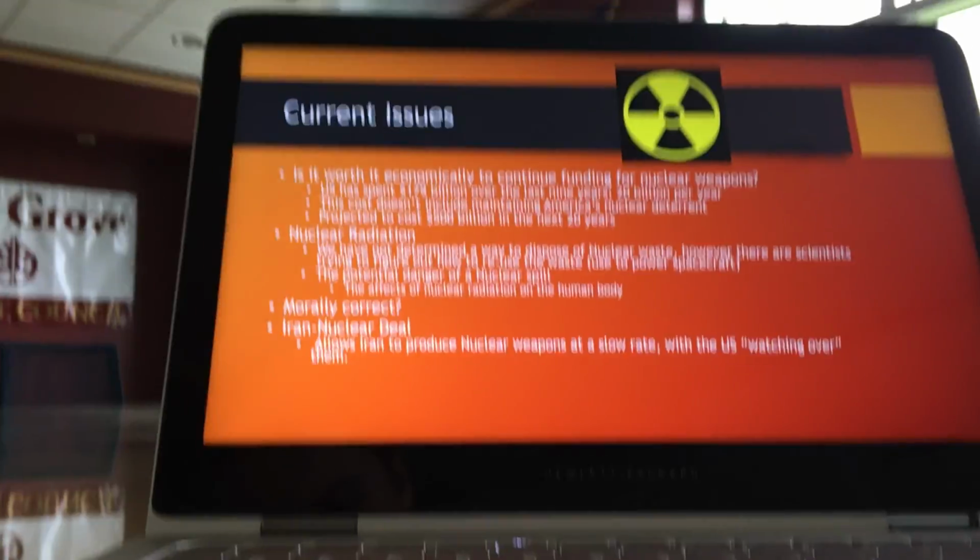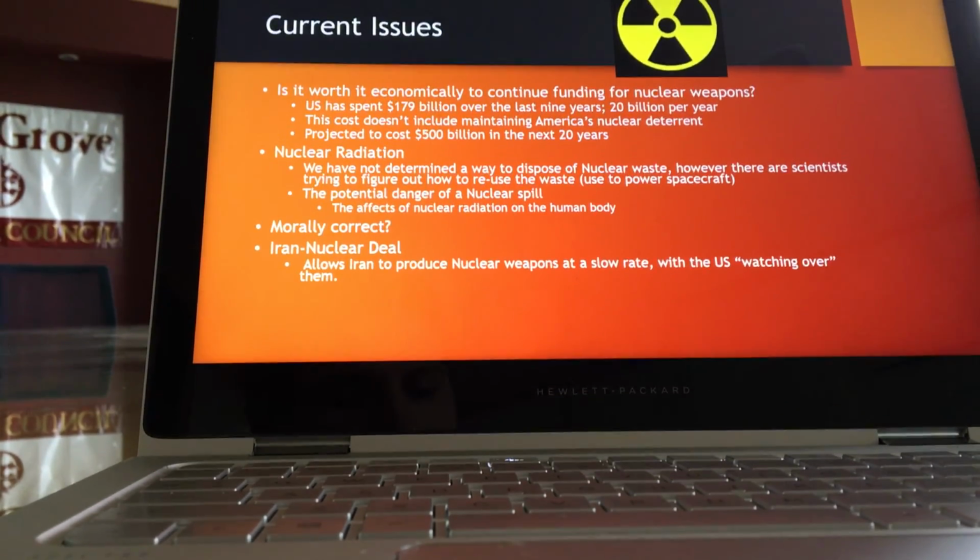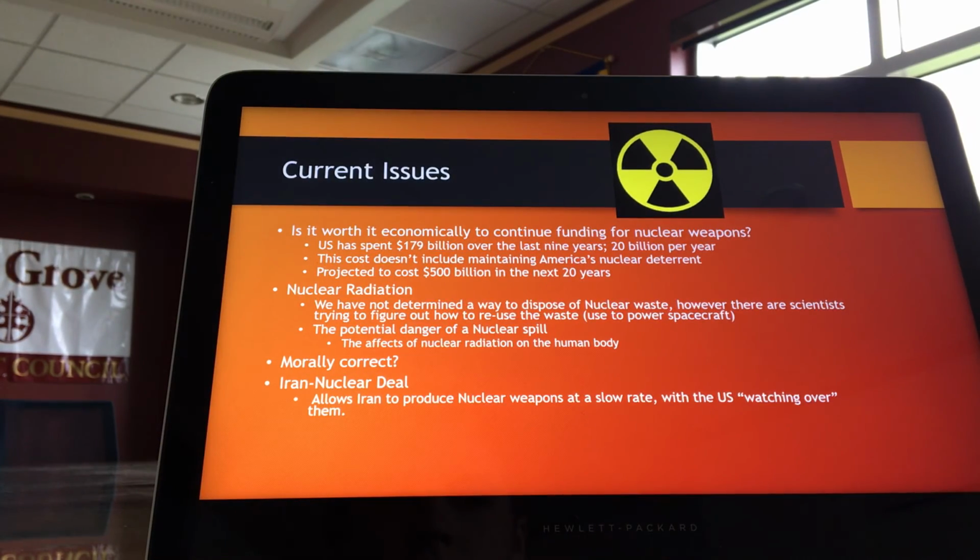Also, the Iran nuclear deal. So the Iran nuclear deal allows Iran to produce nuclear weapons at a slow rate with the U.S. watching over them. People were very on opposite spectrums of this. People didn't like the idea of Iran having nuclear weapons, but the Obama administration approved the Iran nuclear deal, and it will be interesting to see how that plays out, especially with our current political leadership.